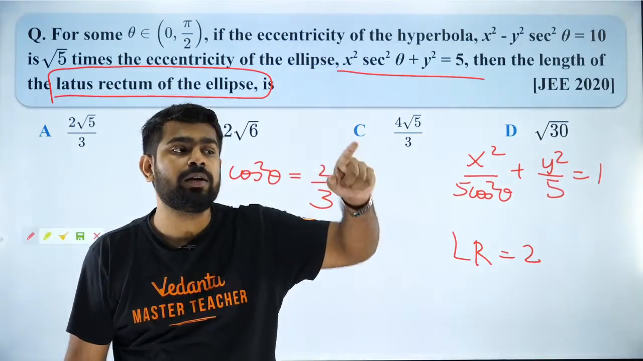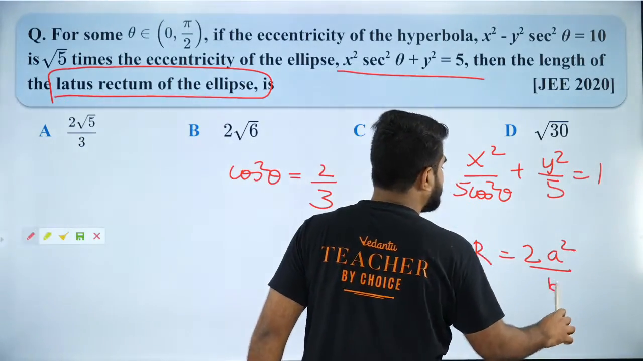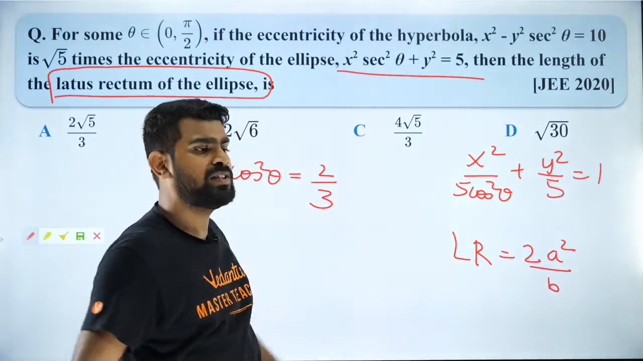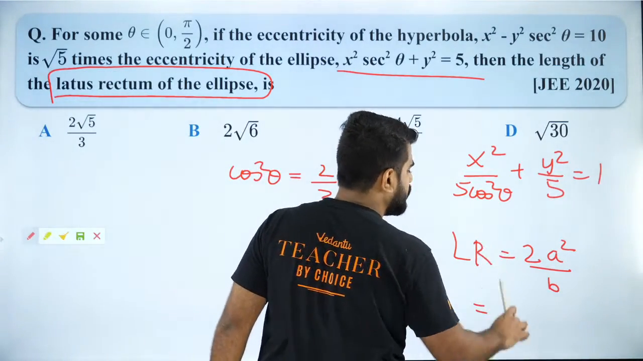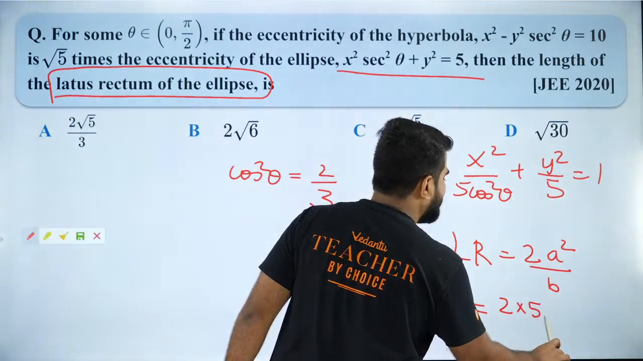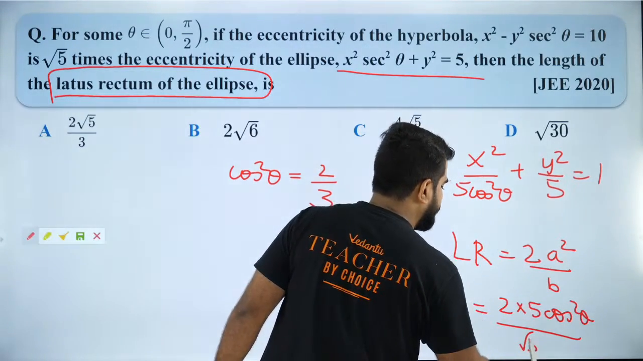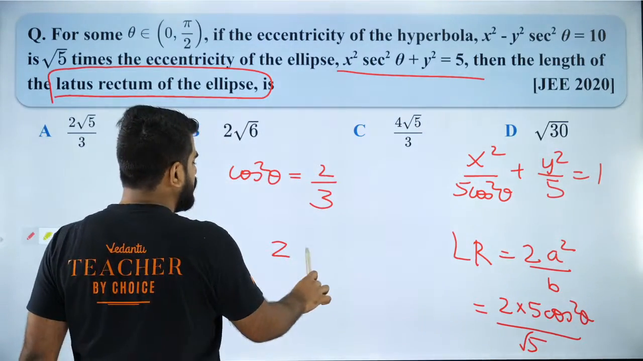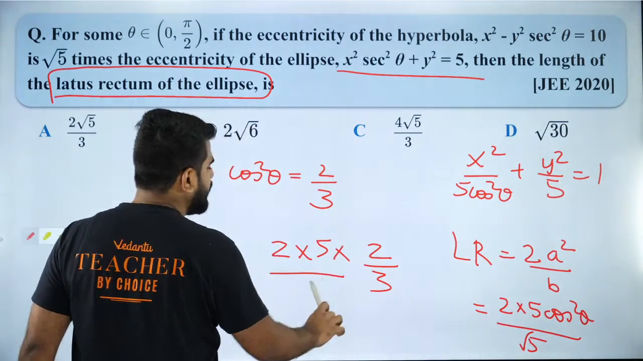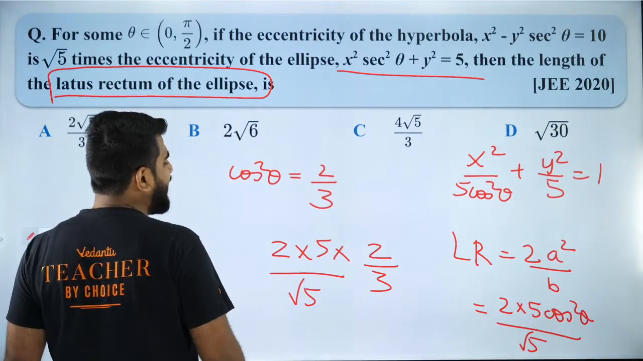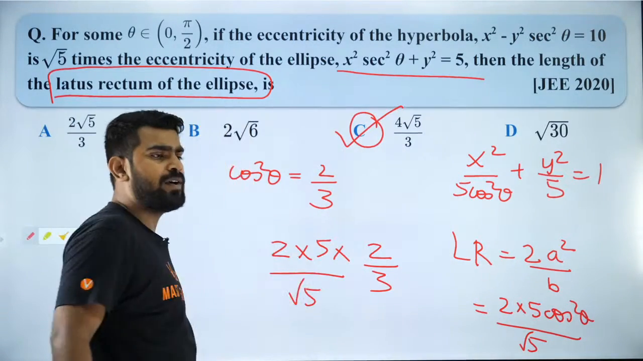Jagadish, you are wrong. Because here in this ellipse, it will be a square by b, because it is a vertically elongated ellipse, Jagadish. So you have to be careful. Got it? So it's going to be how much? 2 into phi cos square theta divided by, what is b? b is root phi. So the answer is 2 into phi into cos square theta, which is 2 by 3, divided by root phi. So that, my friends, will be your answer. I think 4 root phi by 3, if I'm not wrong.